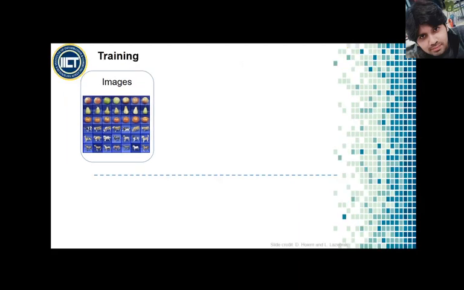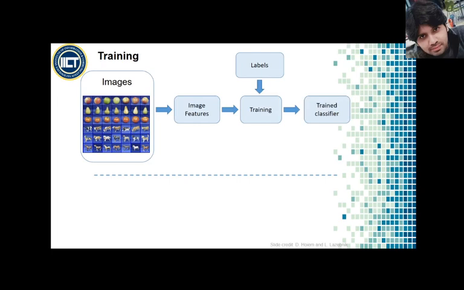Now, this is a traditional machine learning pipeline for training on images. Once you have the training images in your training set, you extract the image features from them. These image features will be the input to the training, together with their corresponding labels, because the training set has images and each image should have a corresponding label. This is the input to the training of the classifier, which we will discuss in this lecture as we move along. Once the model has been trained, we get a trained classifier.